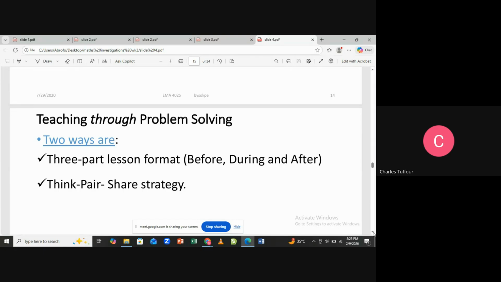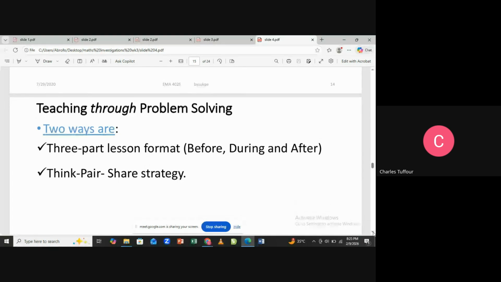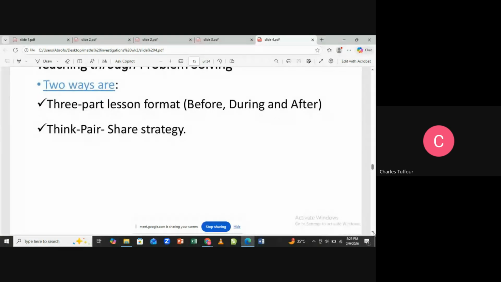Before they start, what should they do? During, what should they do? And after. Before, first you give them the problem. Having given them the problem, they think through and find out the formula, the conjectures, the patterns. That is the during. Then the after: having obtained their solution, they have to check back and see whether the solution fits the formula that they deduced.